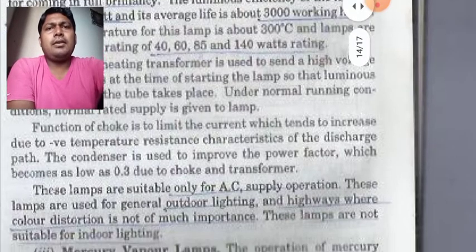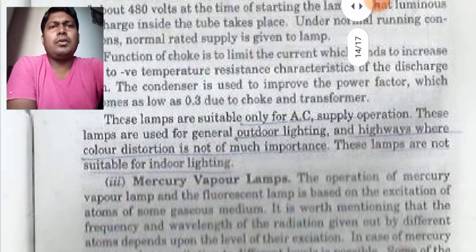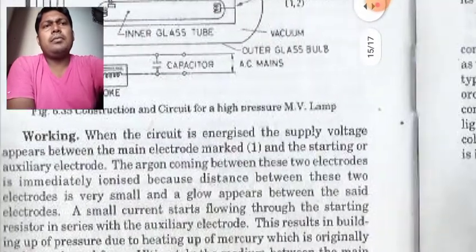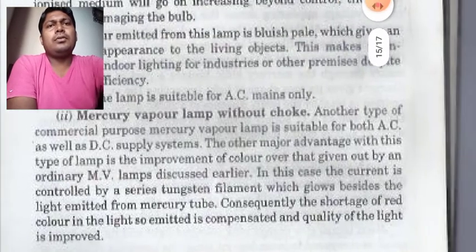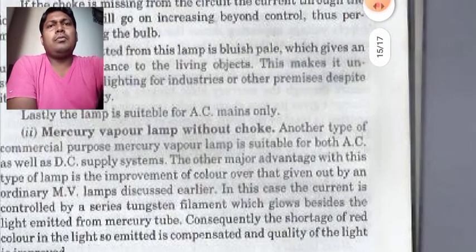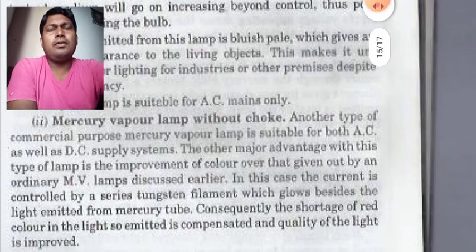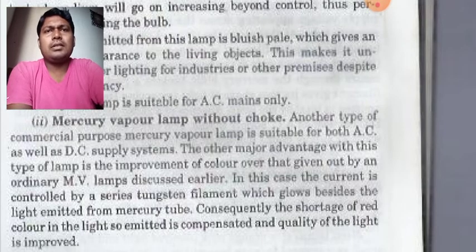These lamps are not suitable for indoor lighting, right? So this was the difference between the mercury vapor lamp and the sodium vapor lamp. Now we will discuss the mercury vapor lamp without choke. With modern trends, the choke is not used, and a supplement of this choke is used instead. So what is that supplement of the choke? We will discuss it in this mercury vapor lamp without choke.